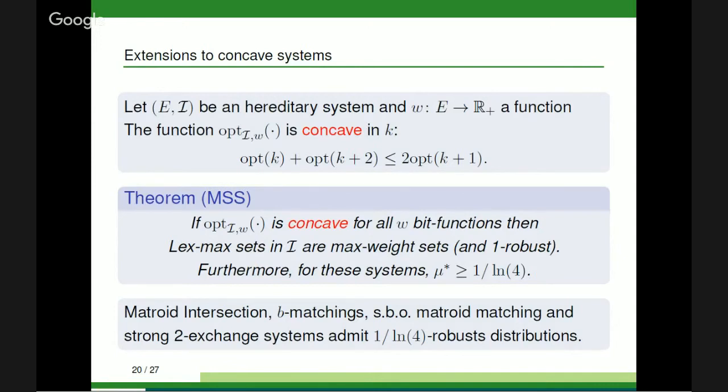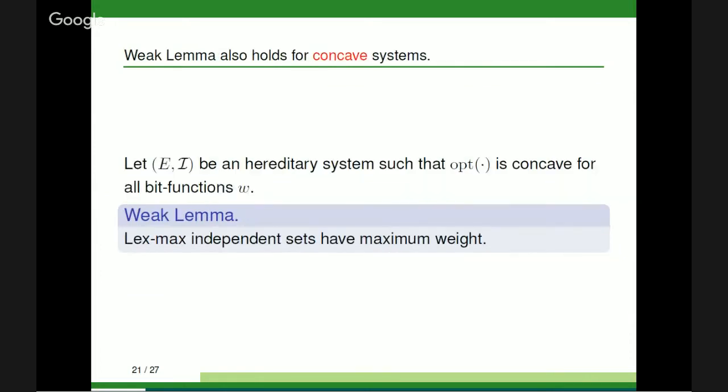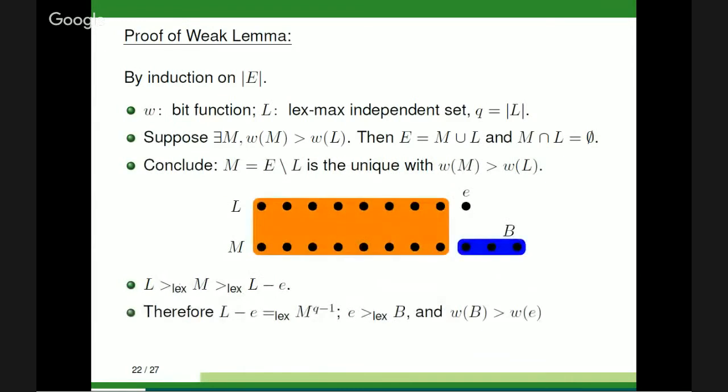So a rainbow forest. When the feasible sets are rainbow forests, you can play this game. So Alice selects a rainbow forest and Bob selects cardinality, and you can show that Alice has a randomized strategy that gives her a 1 over ln of 4 revenue. I'm not going to show you this, but for every concave system you have the weak lemma. The proof is in one slide, but anyway, I won't show it.